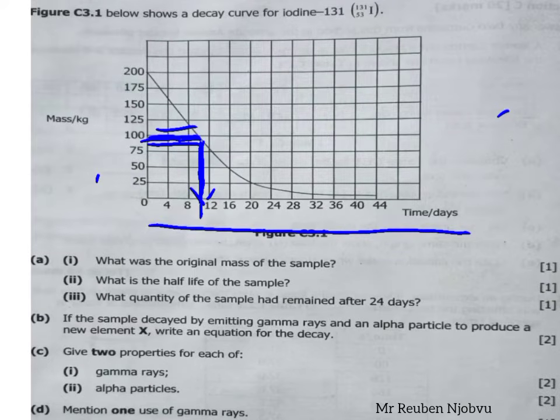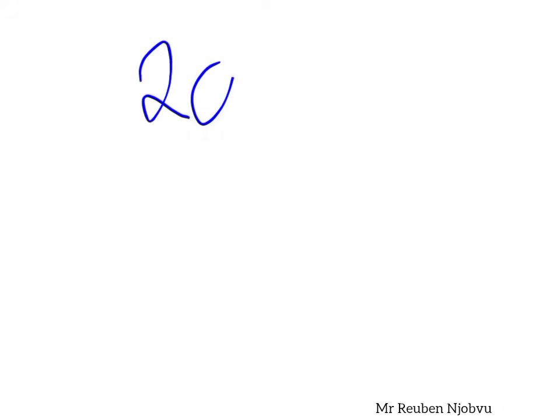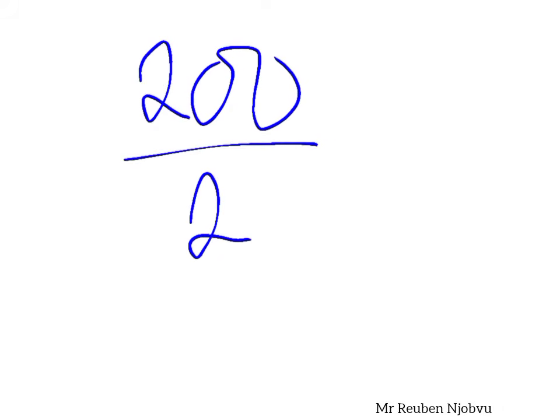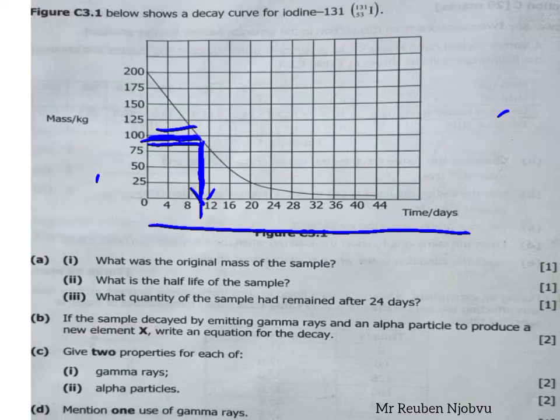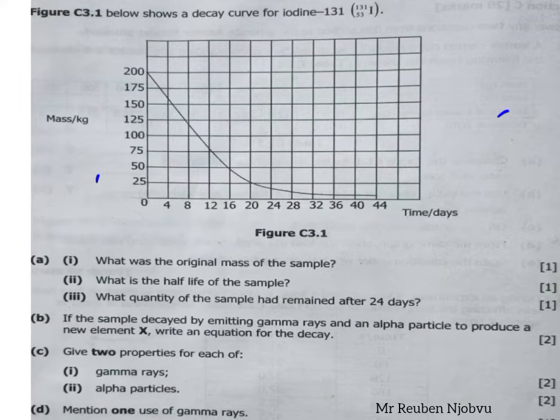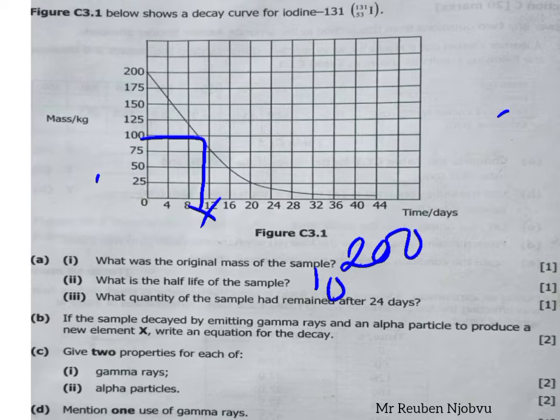So what do you do again? You get the original mass, which is 200. When it decays by half, it will give you 100. That 100 is not the half-life. It will help you to locate the half-life. You go on the graph where there is 100, the half of 200, then you draw across like this. Where it touches the curve, you bring it down, and where it comes down is where the half-life is. So the first answer was 200, and here it is 10 days.